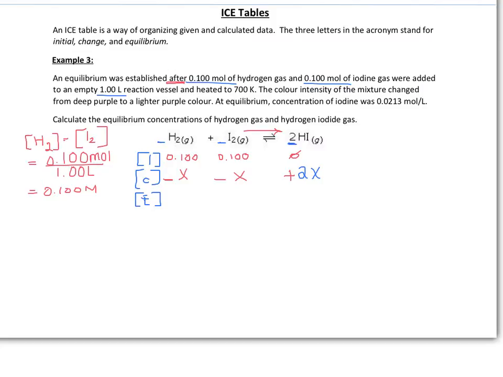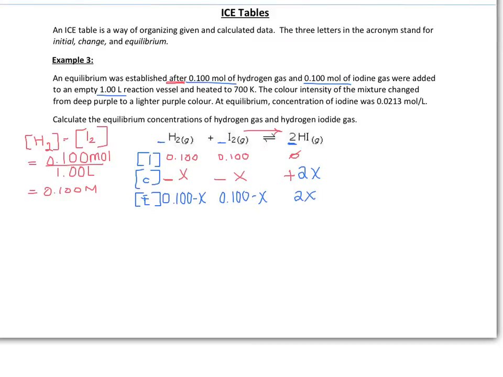Lastly, the equilibrium line is what happens after the initial and the change has happened. Therefore, the equilibrium line is the initial and change lines put together. So this will be 0.100 subtract x, 0.100 subtract x, and 2x.